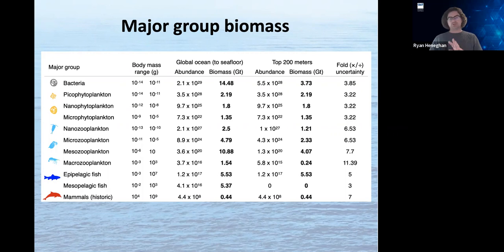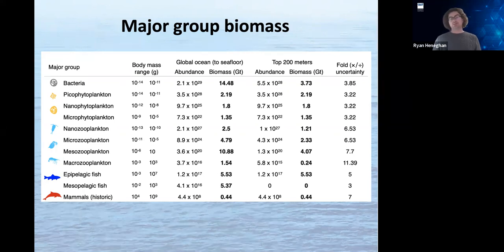So we tried to capture as many sources of uncertainty as we could in our estimates of the biomass of the different groups. For example, with bacteria, this is what I mean by a fold uncertainty. The global ocean biomass is about 14 gigatons of wet weight biomass of bacteria. A threefold uncertainty there means that, what we're saying is that it's like a 95% confidence interval in log space.